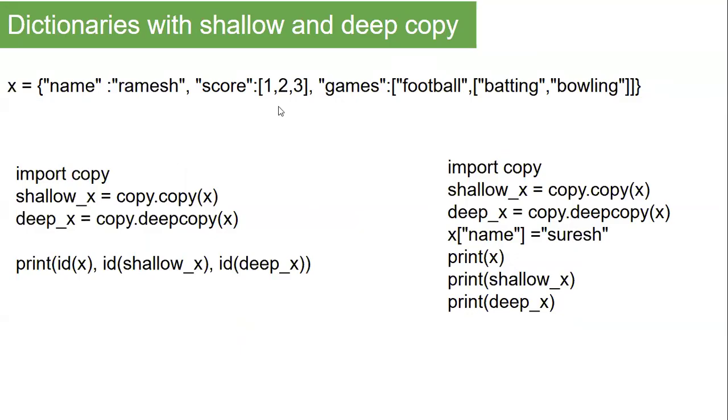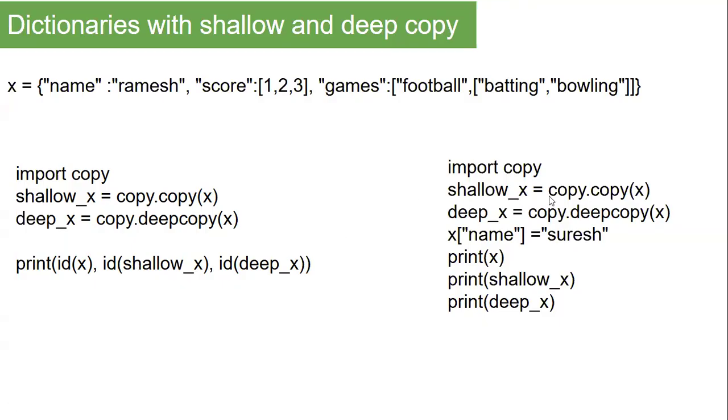Now I am taking one variable x and I have some values: name Ramesh, score 1, 2, 3, games football, batting, bowling, and so on. Now I am doing a shallow copy and a deep copy. Now tell me the address of x, address of shallow x, address of deep x. Are all three addresses the same or different? The address is definitely different. Is it clear or not? Because the first point in shallow copy is that it will create a new object. A new object means the address will be different. If you want, you can execute these points.